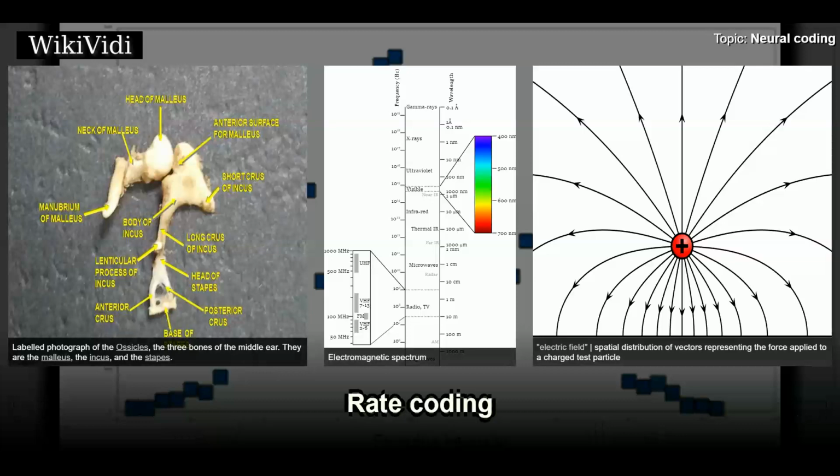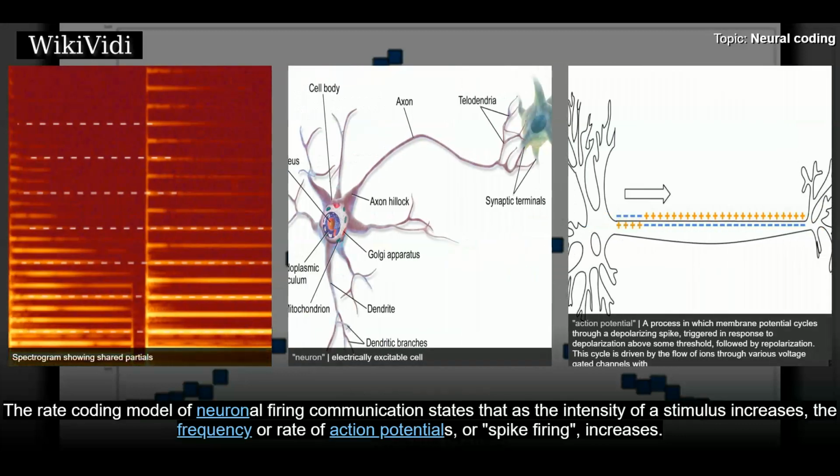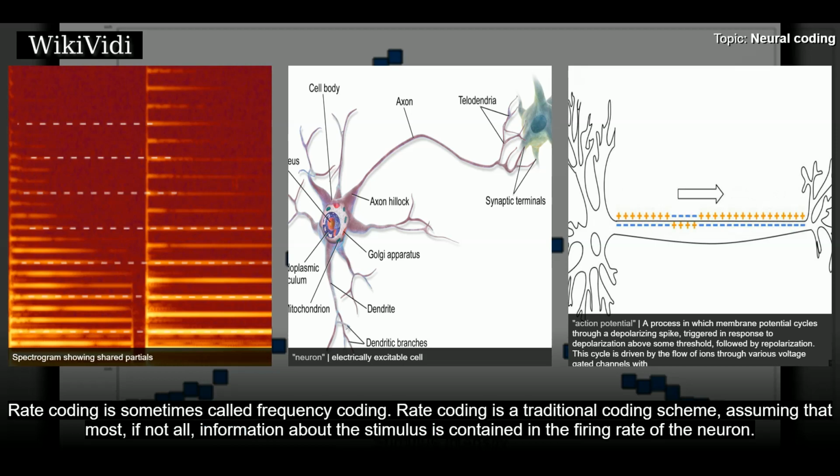Rate coding. The rate coding model of neuronal firing communication states that as the intensity of a stimulus increases, the frequency or rate of action potentials, or spike firing, increases. Rate coding is sometimes called frequency coding.